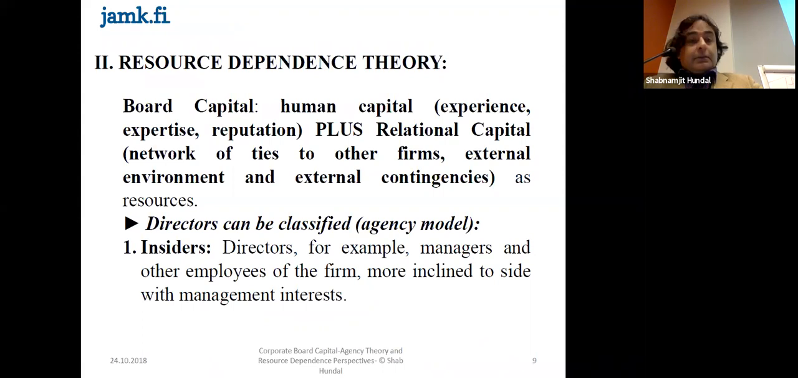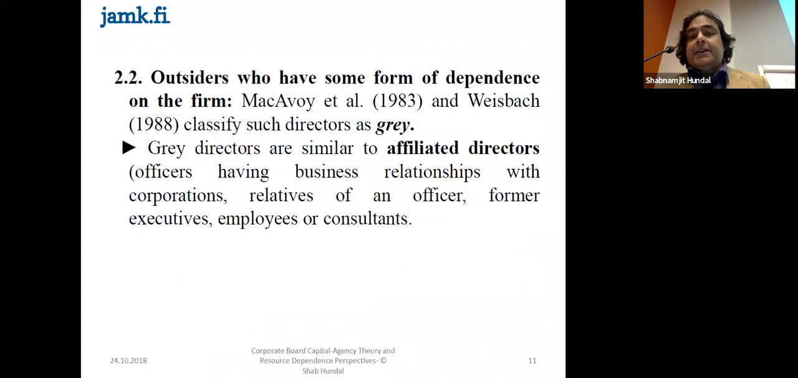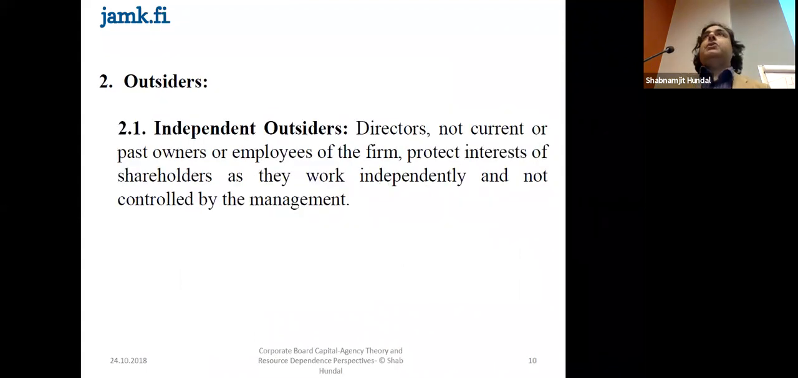According to the agency theory, the directors could be insiders. The insiders are the company's executives, majorly. And the outsiders can be independent outsiders or dependent outsiders. Remember I told you a couple of weeks ago when we discussed that a board of directors for a public company, generally, as a rule of thumb, has 50% of the board being executives.